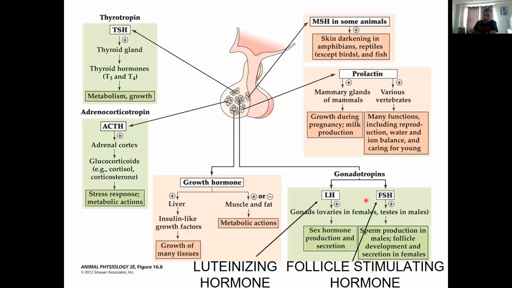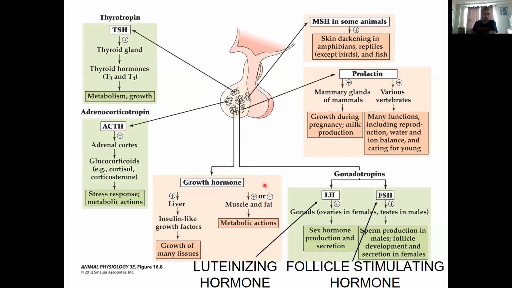And then follicle stimulating hormone, which does basically what it says. It causes stimulation of the follicle in the ovary. So it is a hormone that guides the maturation of eggs in the female, and also the production of sperm in males. There are a handful of other different hormones here, some of them more well understood than others.